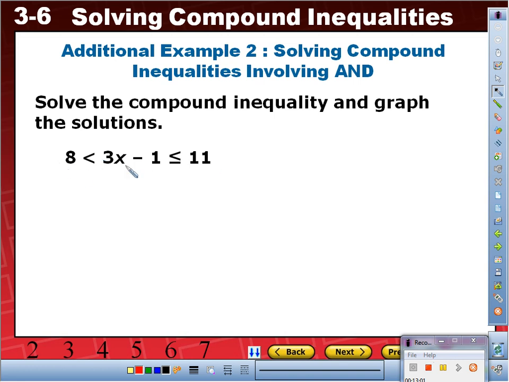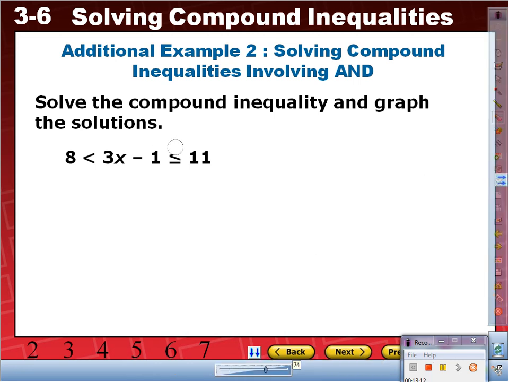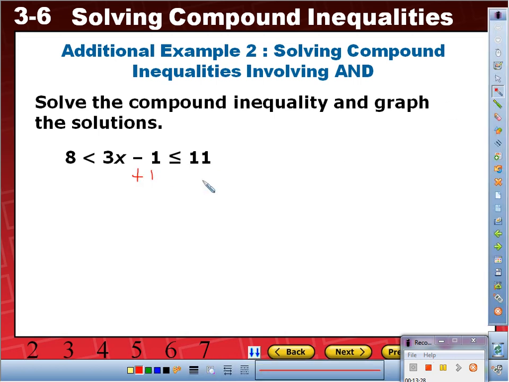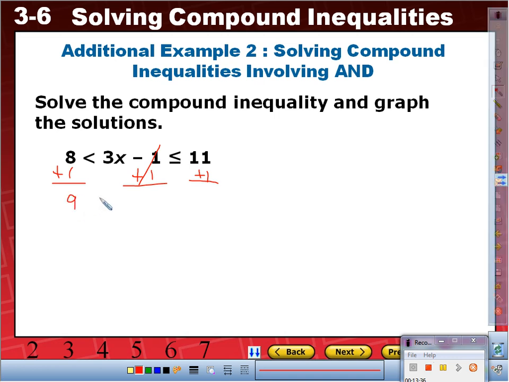To solve this inequality, if I was to cover this side up, let's say, if I was to cover this side, what do I need to do in there in order to start solving that inequality? Add 1. How about if I cover this side? Add 1. So therefore, we need to add 1 to everything. So add 1 here, add 1 here, and add 1 here. These cancel. We're left with 9 less than 3x less than or equal to 12.